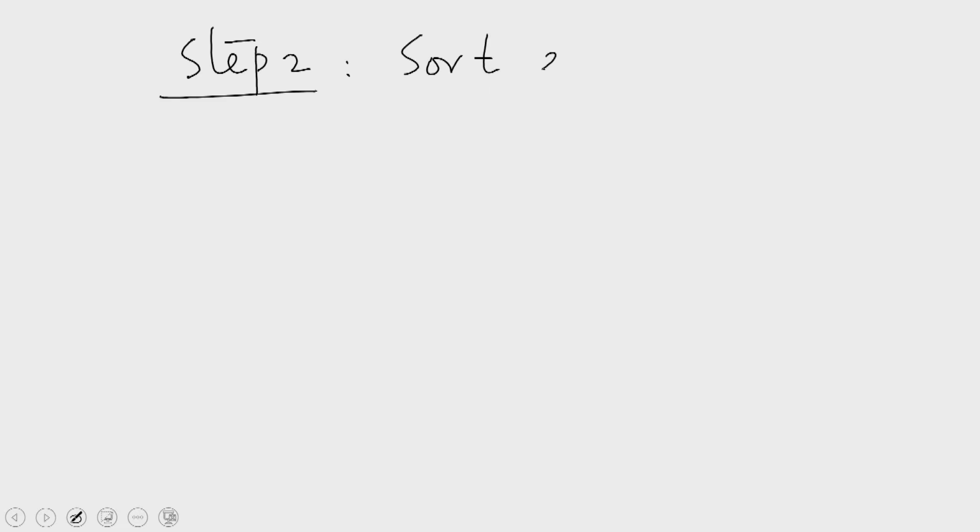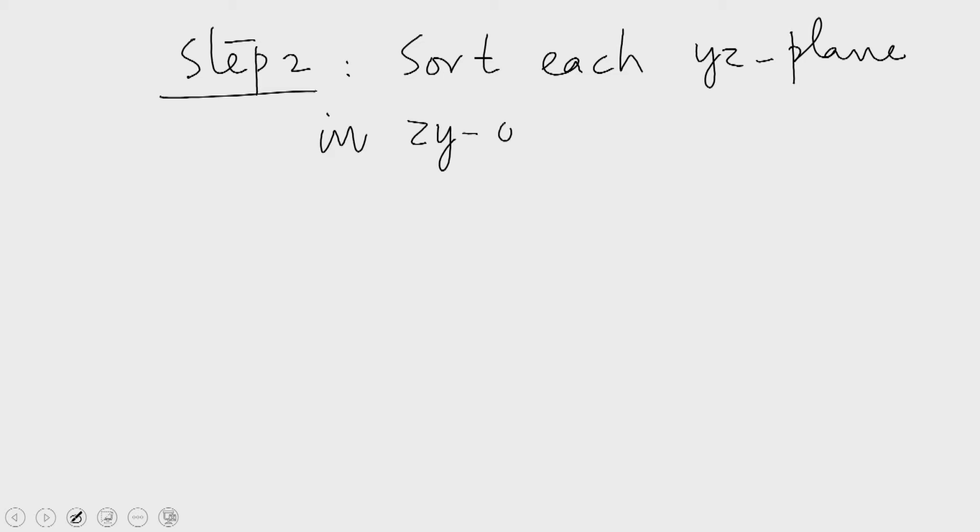sort each yz plane in zy order. We sort every yz plane in zy order. Mind you, in this sorting as well as the sorting of the previous step, we assume that the sorting is not done in a snake-like order, but in this order. When we sort a plane here, we assume that every row is sorted in the same direction. But this is not difficult.